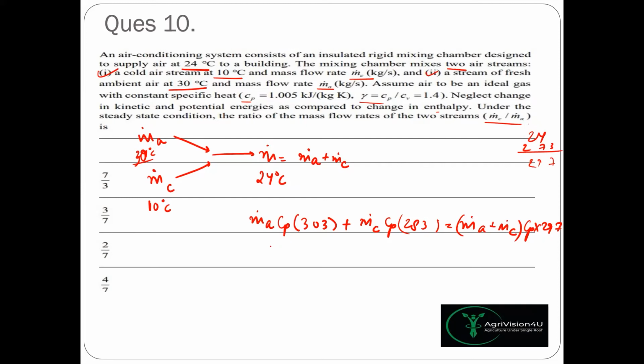We just need to rearrange it. But before that, the constant specific heat at constant pressure will cancel out from the entire expression. Collecting the mass flow rate of air, it will be equal to 6 times the mass flow rate of air, and it will be equal to 297 minus 283, that is 14 times the mass flow rate of C. So mass flow rate of C divided by mass flow rate of A will be equal to 3/7. That means the ratio between the mass flow rates of the two streams would be 3/7.